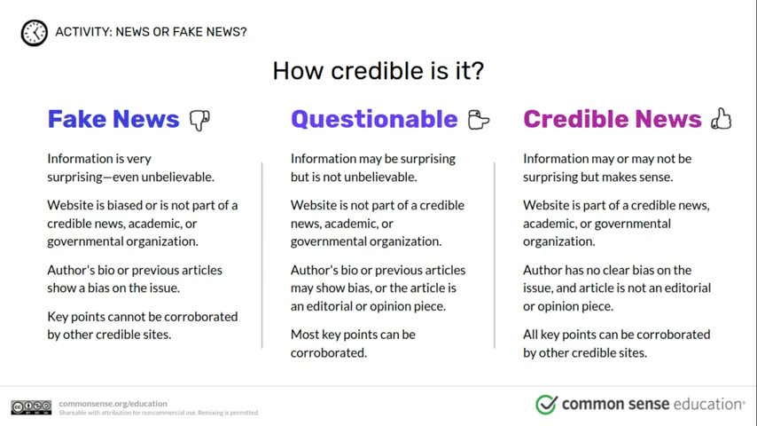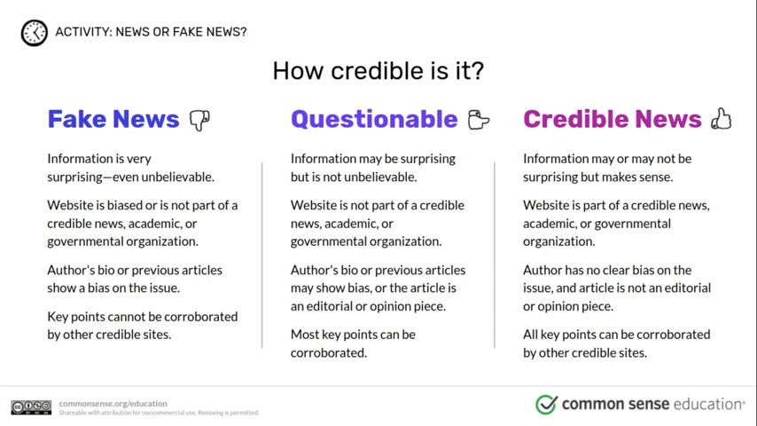Then there's questionable news. This is information that may be surprising, but it's not unbelievable. The website is not part of a credible news, academic, or government organization. The author's bio or previous articles may show bias, or the article is an editorial or an opinion piece. And most key points can be corroborated. So this is the iffy situation. You're not 100% sure that it's credible, but it's not completely fake either.